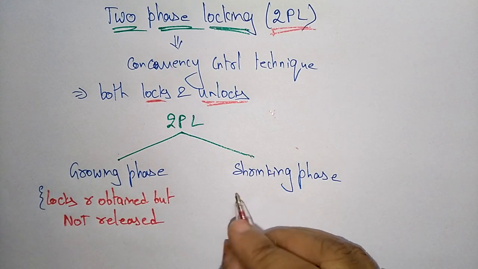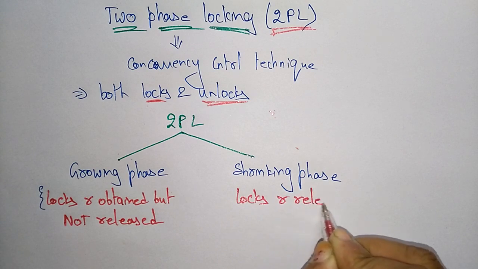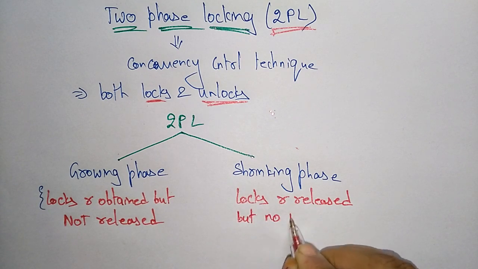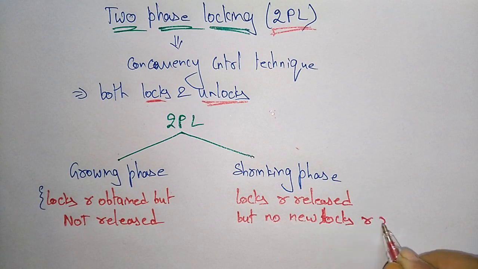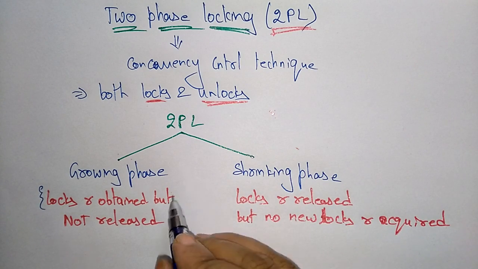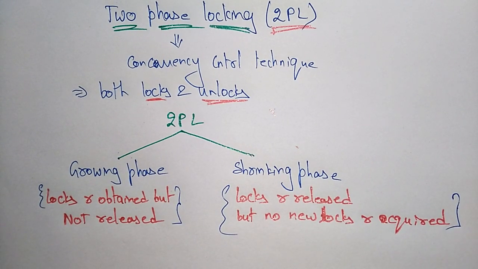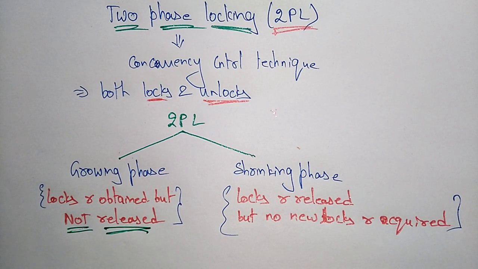Whereas in the shrinking phase, locks are released but no new locks are acquired. So these are the two phases, the growing phase and the shrinking phase. In the growing phase, you have to think that only locks are obtained but not released. Here you can lock the transactions but you can't release the locks in the growing phase.